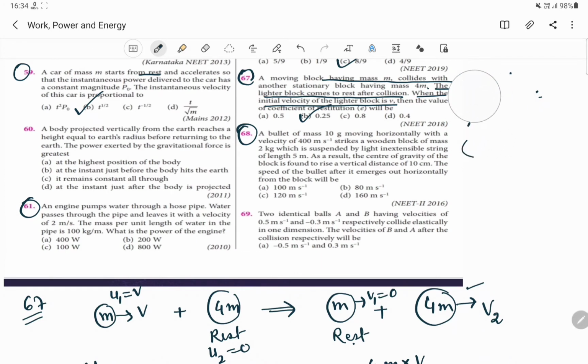Next, question number 68. A bullet of mass 10 gram moving with a horizontal speed of 400 meter per second strikes a wooden block of mass 2 kg which is suspended by a light inextensible string. This question number 68 is very important. Without reading the question, I will just explain the two different conditions that can arise from this question.